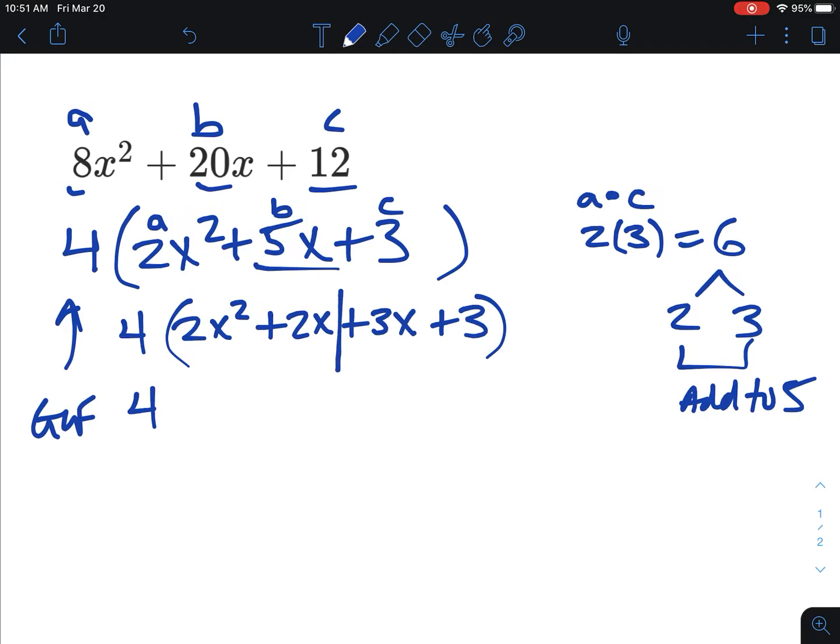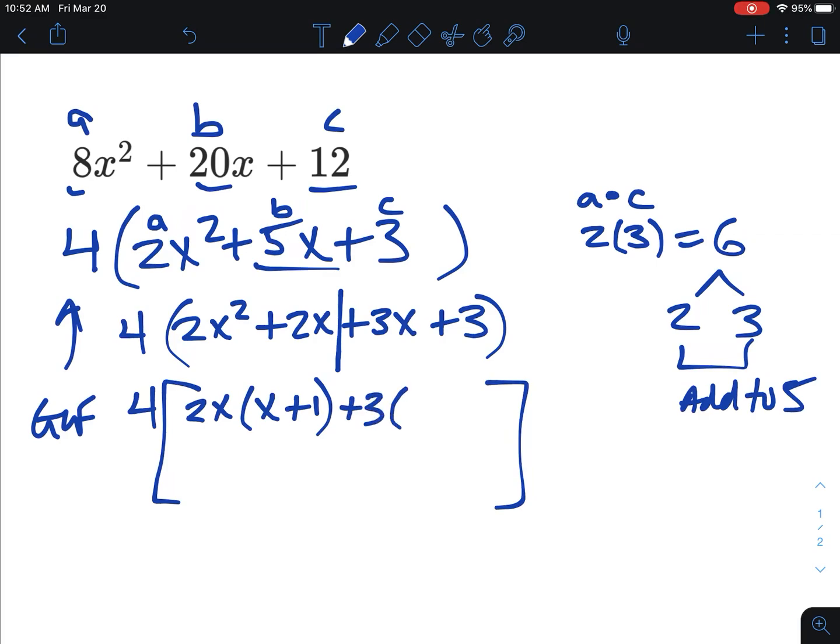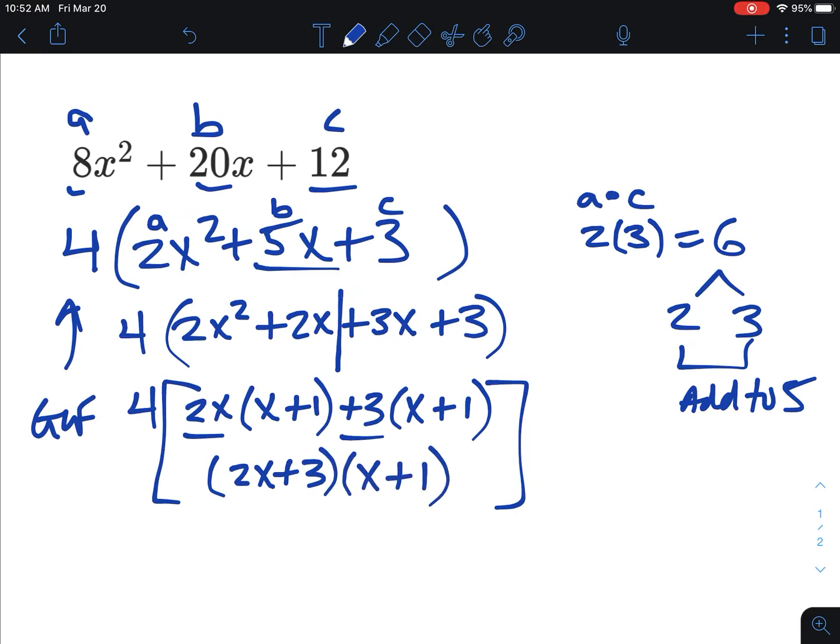Okay, now again, we're going to cut this in half. We're going to do GCF of each part. I'm going to put a big bracket here with the 4 out front, so I don't forget about that. So 2x would be the GCF times x plus 1. And then for the GCF of 3x plus 3, that would actually just be 3 times x plus 1. And then 2x plus 3 makes one factor. The other factor is x plus 1. And there really is that 4 still out front. I wrote it kind of weird here with the brackets. But really the 4 is times the whole thing, like this.